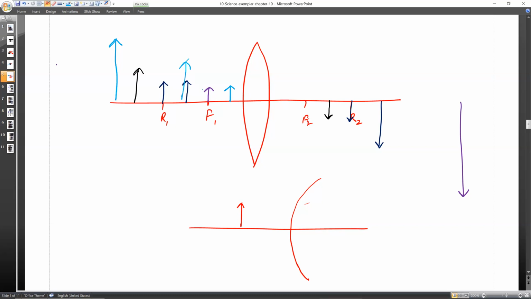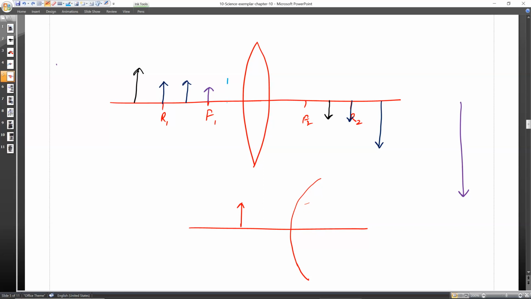It can form here, depending on the object where it is placed. If it is closer to the lens, then the image will be farther away. If it is nearer to the focus, then it will be closer. So this is the same thing.